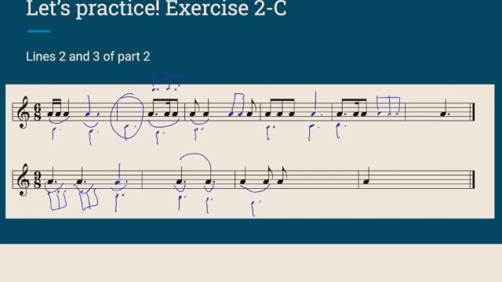You can put over here, put 1, 2, 3. You could put a dotted quarter note. You could put this dotted 8th, 16th, 8th figure. You could put a quarter note and an eighth note, whatever your heart desires. Then I'm looking over here, right?